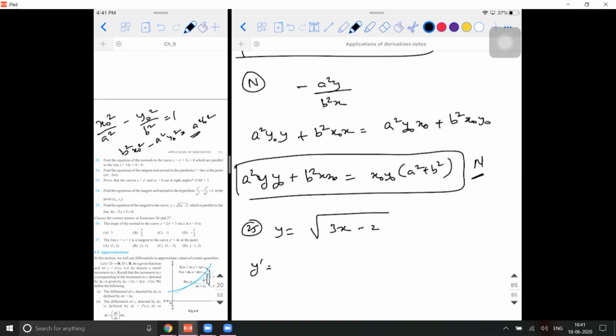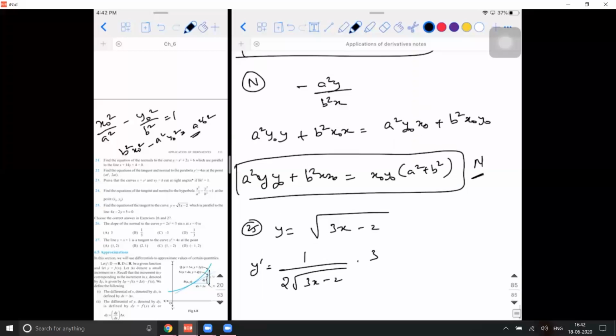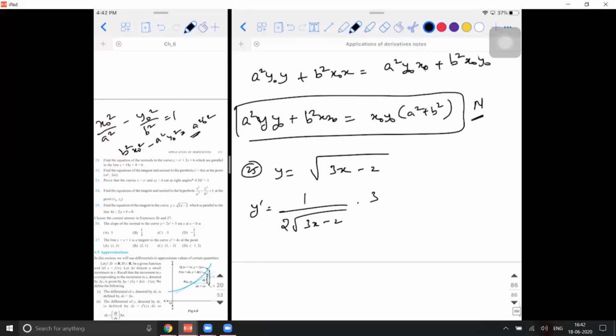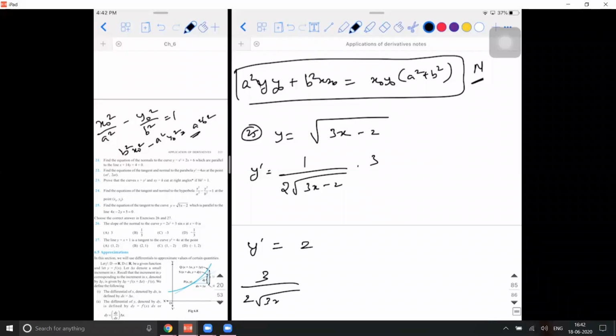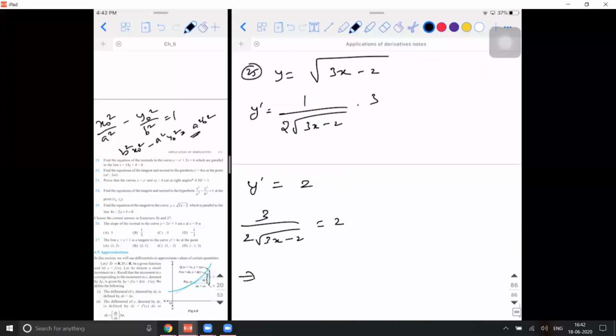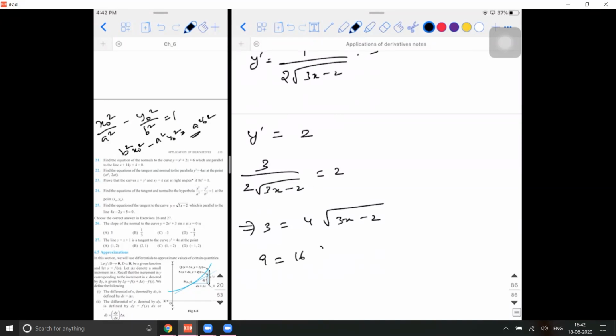So what is y dash? So y dash is 1 by 2 root of 3x minus 2 into derivative of 3x minus 2, which is 3. So what will be the value of y dash? The value of y dash will be 2 because minus 4 by minus 2 will be 2. So 3 divided by 2 into root of 3x minus 2 is equal to 2, which implies 3 is equal to 4 into root of 3x minus 2. Squaring on both the sides, 9 is equal to 16 into 3x minus 2. So 9 is equal to 48x minus 32.